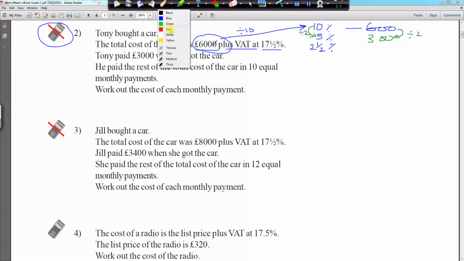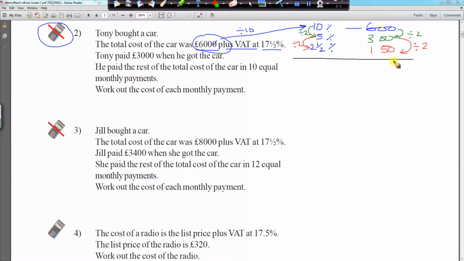Now, if I want to get from 5% to 2.5%, what do we do? We divide it by 2 again, because 2.5 is half of 5. Whatever we do on the left, we do on the right. So 300 divided by 2 is going to be 150. And now, to work out the 17.5% value, we add them all up. That gives you 17.5%.